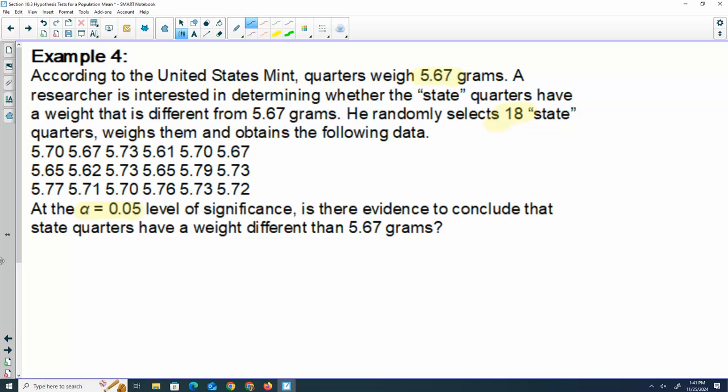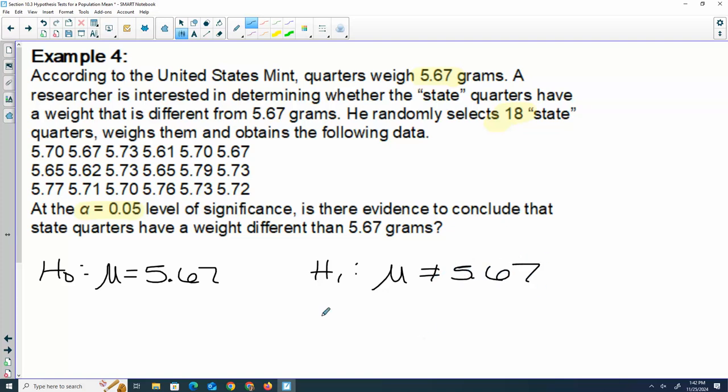So we do have to write out the null and alternative hypotheses every time. What is the null hypothesis? The mean is equal to 5.67. What's the alternative? The mean doesn't equal that. Okay. So this one we would do on our calculator. We are going to enter all of this data into L1.